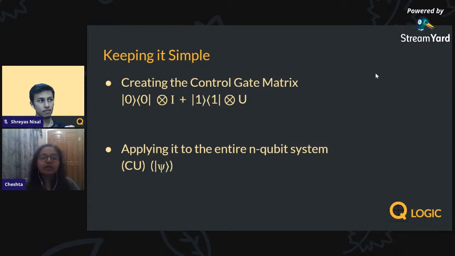Like you can see that for making a control gate matrix, you need to use some projection matrices and tensor it with identity or the gate matrix and then sum them up. So we decided not to include all this mathematics part and just show the simple gate operations that were taking place on the screen.